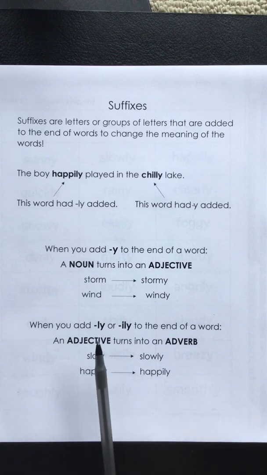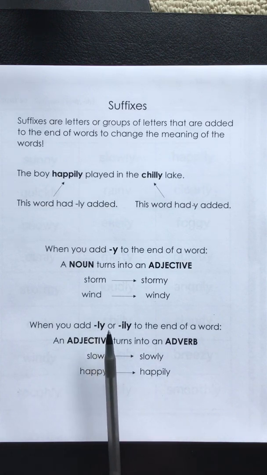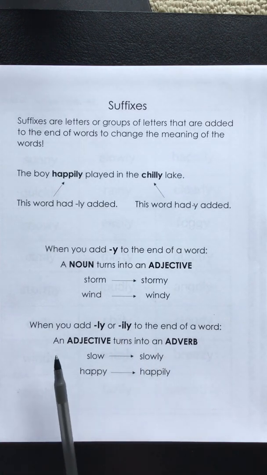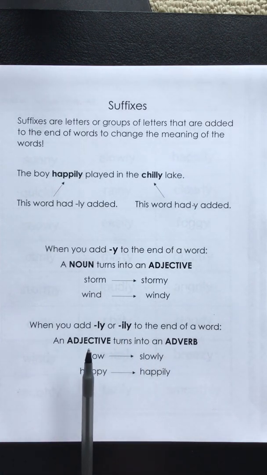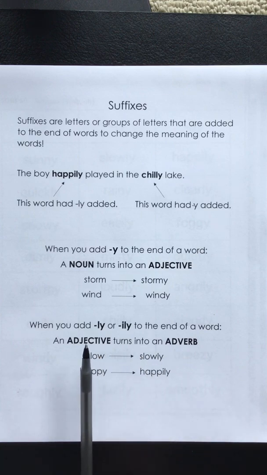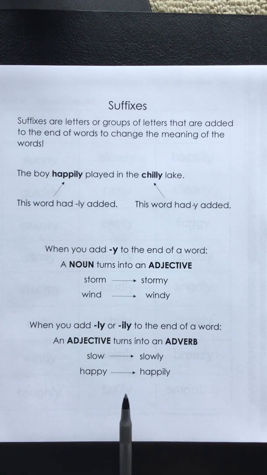Now here's the other rule. When you add ly, or sometimes you're adding ily to the end of a word, here's what happens. An adjective turns into an adverb. Now remember, an adjective is a describing word, describes a noun. So slow. The slow turtle walked across the street. I've used it as an adjective. The word slow describes turtle. If I add an ly to the end of it, now it becomes the word slowly.